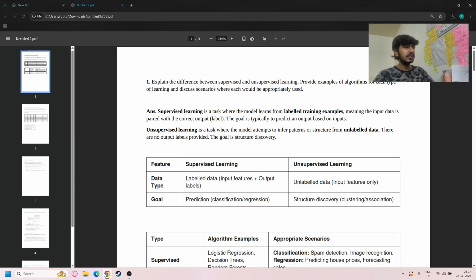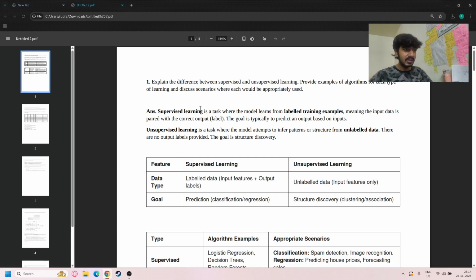Let's start with the first question, which says explain the difference between supervised and unsupervised learning. Provide examples of algorithm of each type of learning and discuss scenarios where each would be appropriately used. So let's first know what supervised learning and unsupervised learning are. There are basically two parameters which we use to differentiate them, which is the data type of the supervised learning and the goal which we are trying to accomplish.